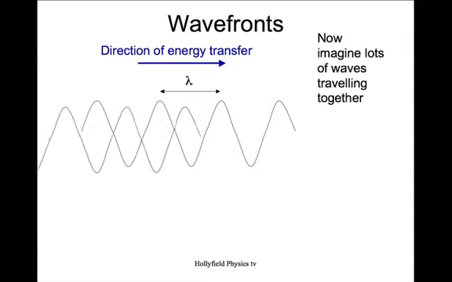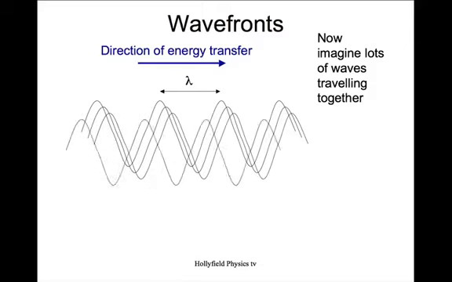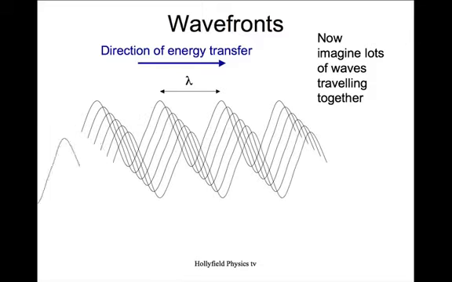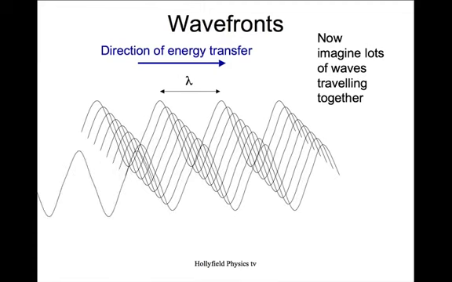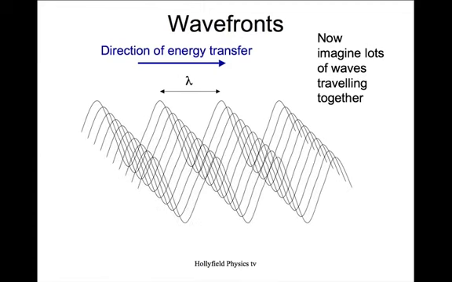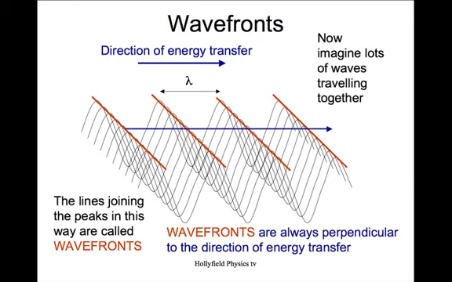Let's look at lots of waves travelling together. And this is the sort of thing you might see at the seaside, at the beach. You're standing there and you're jumping over the waves. You're not jumping over a single wave, but you're jumping over lots of waves all travelling at the same time. And so what we're really jumping over are those red lines, which are lines that join the peaks of our waves. And those lines are called the wave fronts. Now, as you can see, the wave fronts are at right angles or perpendicular to the direction that the wave is travelling, the direction of energy transfer.